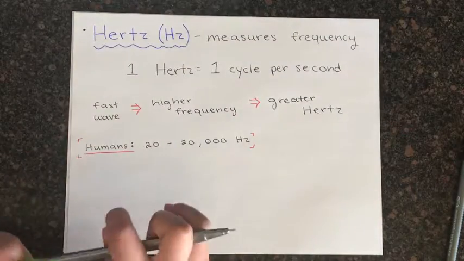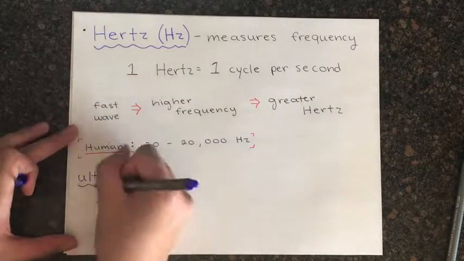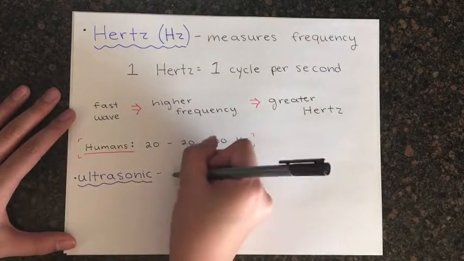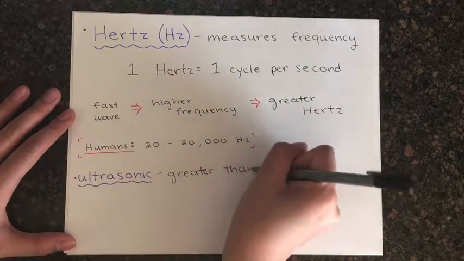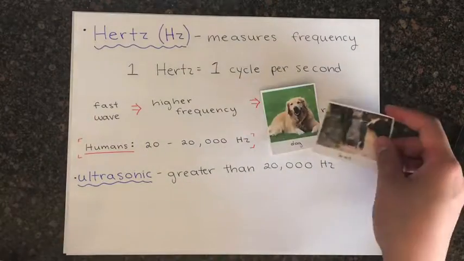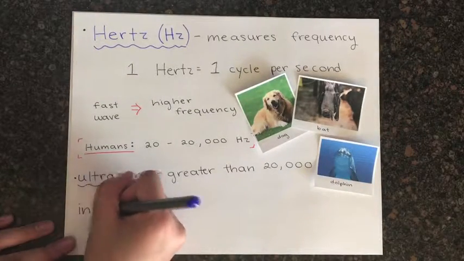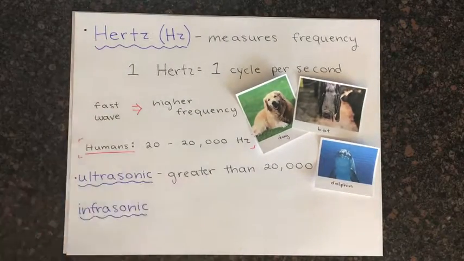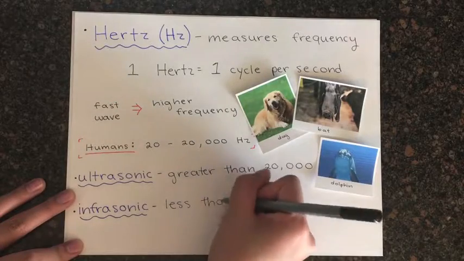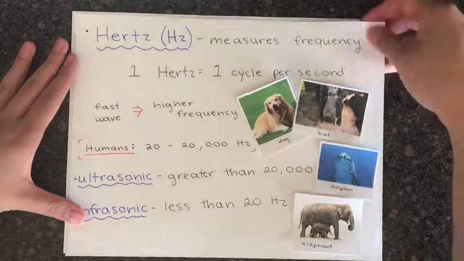Anything greater than 20,000 hertz is called ultrasonic. This means the frequency of the sound is too high for humans to hear it, but animals such as dogs, bats, and dolphins can hear noises at this frequency. Anything lower than 20 hertz is called infrasonic. The frequency of these sounds is too low for humans to hear it, but animals such as elephants can hear noises at this frequency, and these sounds are how they communicate with one another.